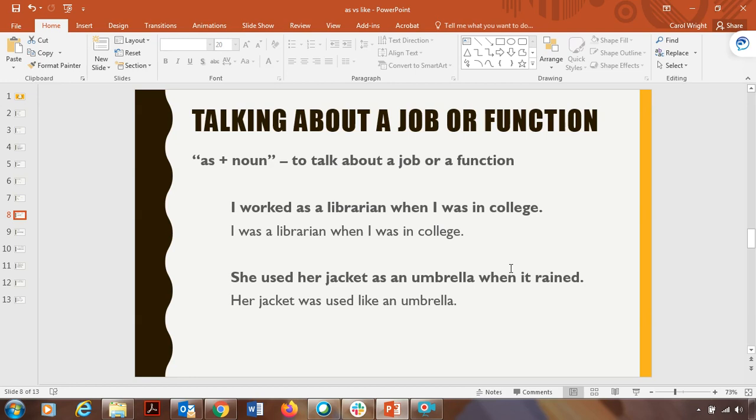Her jacket was used like an umbrella when it rained. So I'm talking about the function, the job of a librarian, and also the function of a jacket like an umbrella. Okay, so we can use as plus noun to talk about a job or a function.